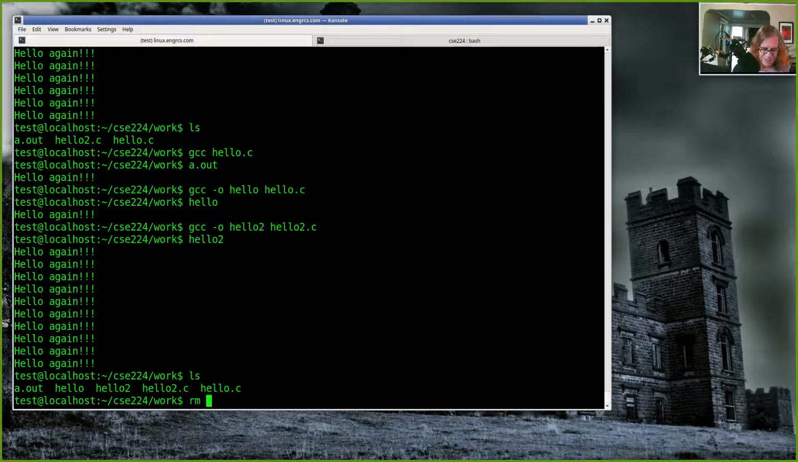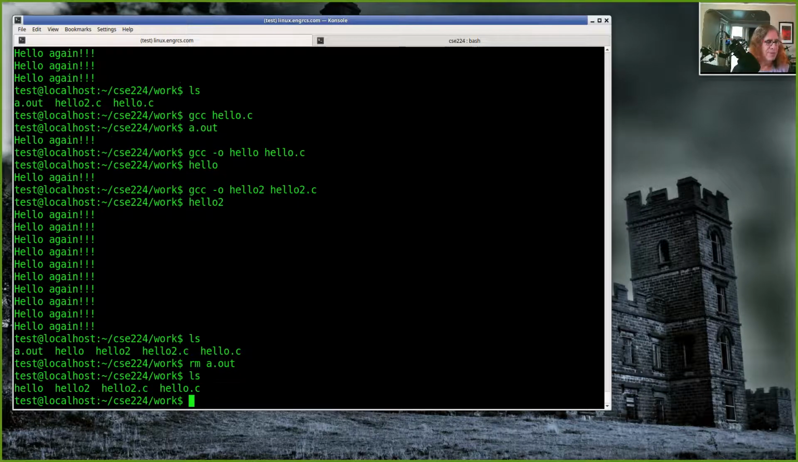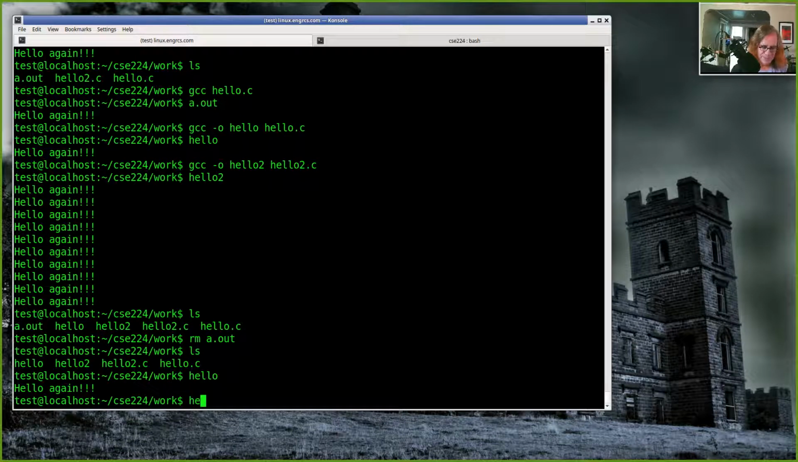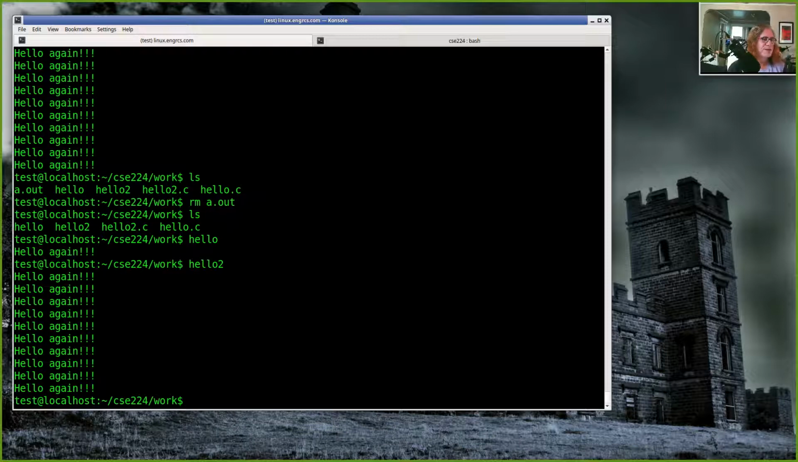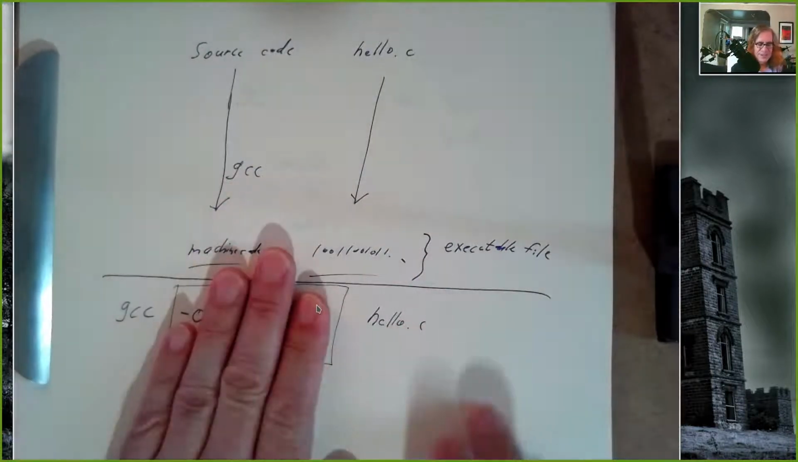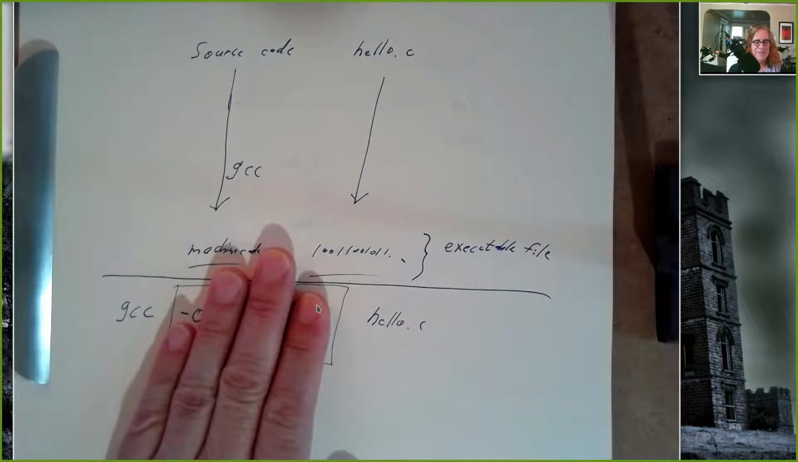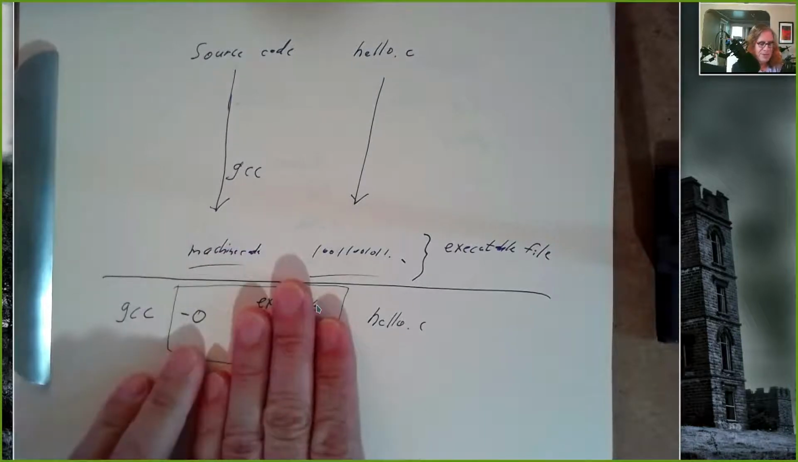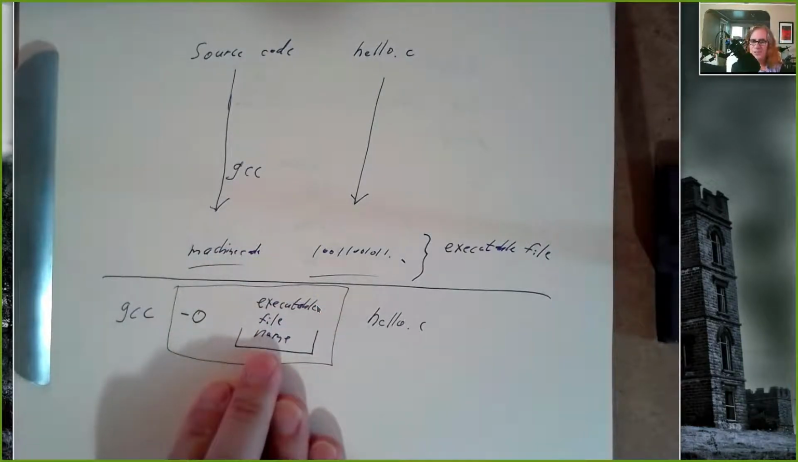And I can get rid of a.out, and I can still run my two programs that have been compiled by typing in the name of the corresponding executable file. So putting this into your GCC command is saying, go ahead and do this, but instead of calling the output file a.out, call the output file whatever I put in here.